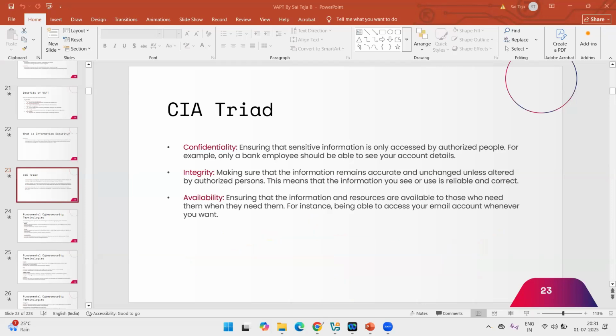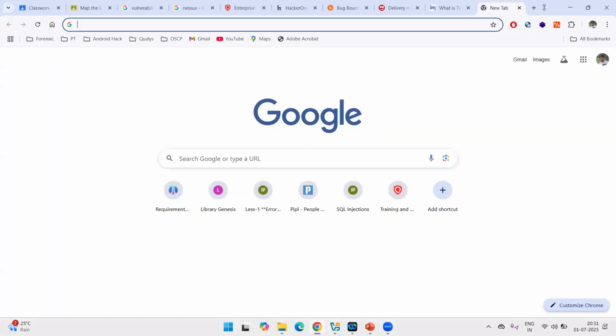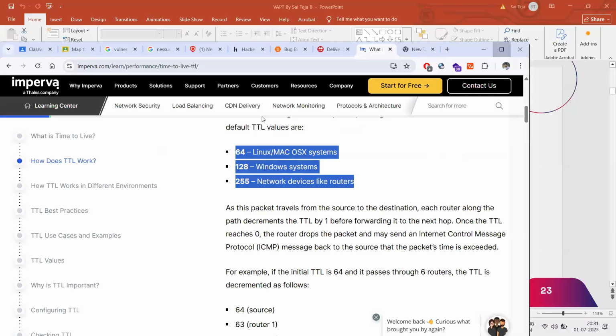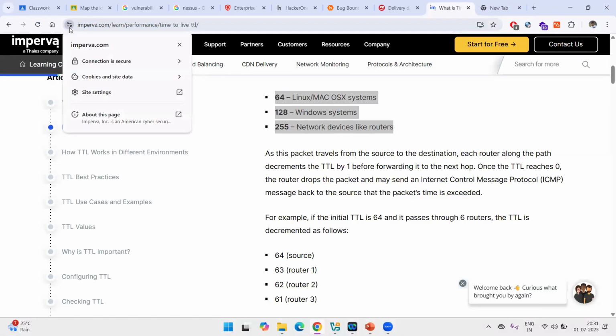Suppose we go to the browser. Our communication with any website will be encrypted. Let's say I'm opening Imperva. This website says secure, which means the client, my browser, and the server, the Imperva server, are communicating in an encrypted way. Even if someone is eavesdropping on my communication, they can only see the encrypted data. They cannot see the clear text data. That's the reason it says secure.